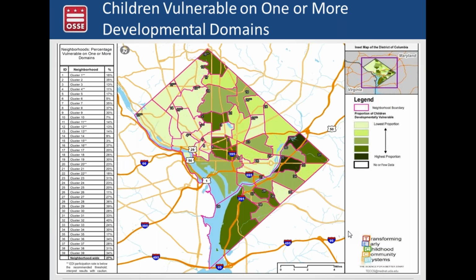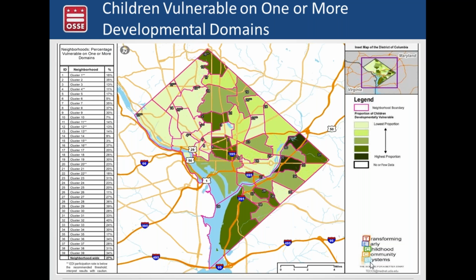So on this particular map, children vulnerable on one or more, there are some darker green neighborhood clusters that represent higher percents of vulnerability, scattered a little bit throughout the district, but you do see, I'd say, the majority of them in clusters 7 and 8. Some of that may not be a surprise, but as some of your local policymakers start to look at this, there have been some neighborhoods that are surprising in terms of potentially having lower rates of poverty and higher rates of vulnerability.